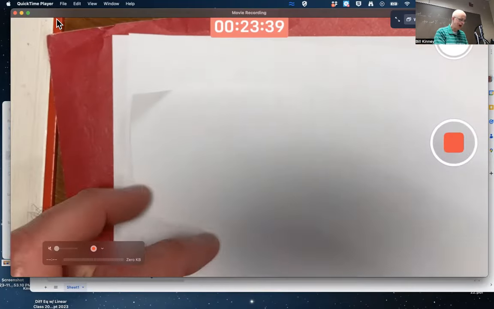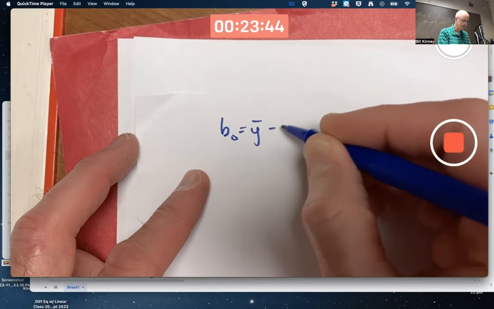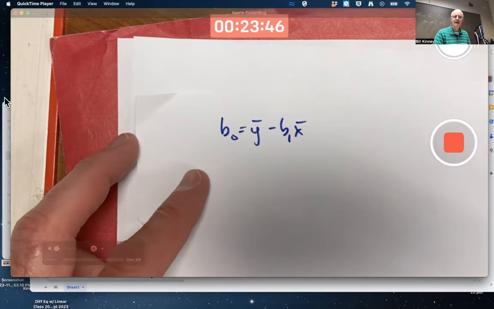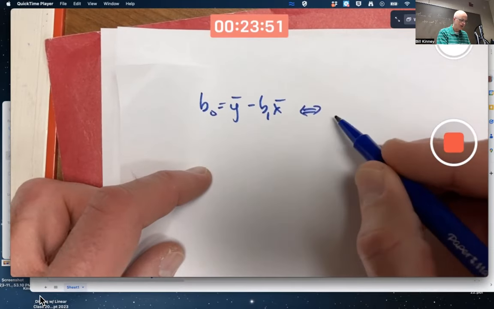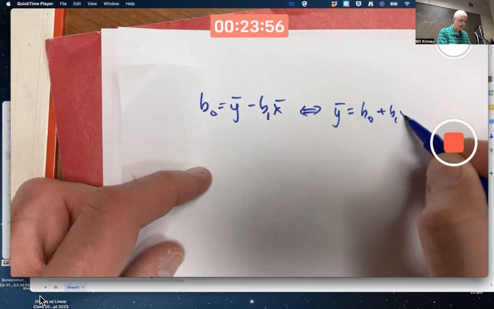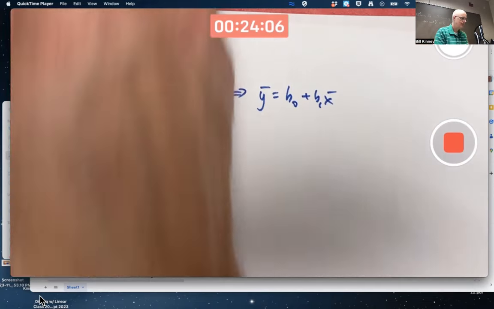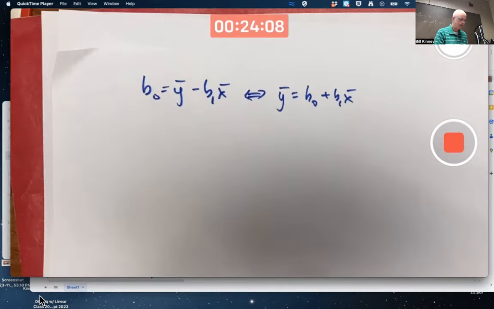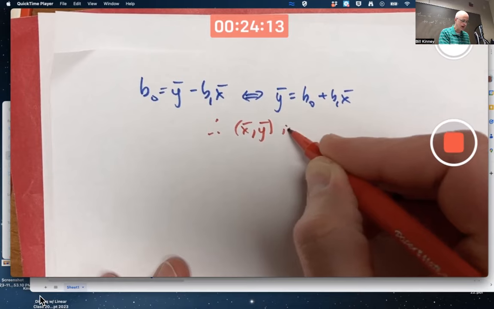By the way, the fact that B0 is Y bar minus B1 times X bar, the fact that that's how you find the intercept, is equivalent to saying Y bar is B0 plus B1 times X bar. In other words, the point whose coordinates are the mean of X and the mean of Y is always on the regression line. Therefore, this point X bar comma Y bar is on the regression line.